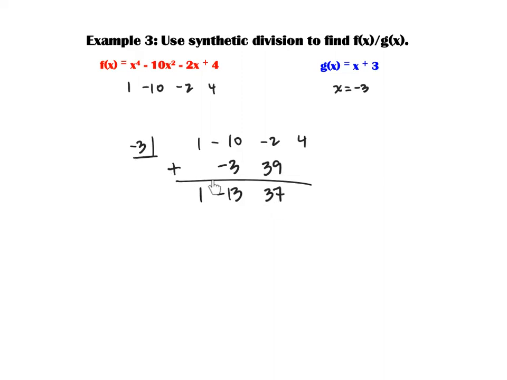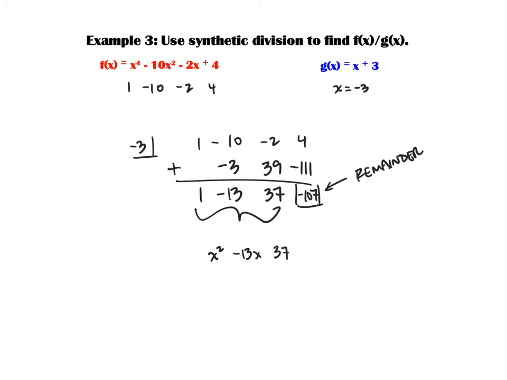And I'm going to multiply -3 times 37. That is -111. Okay, so I get -111. And what you'll get here in the last spot is the remainder. Okay, you'll get our remainder here. Okay, so our remainder looks like it comes out to be -107. Okay, now this is really important, but this is a quadratic. So this will be our constant term. This will be our linear term. This will be our quadratic term with its coefficients. Okay, and then this will be our remainder.